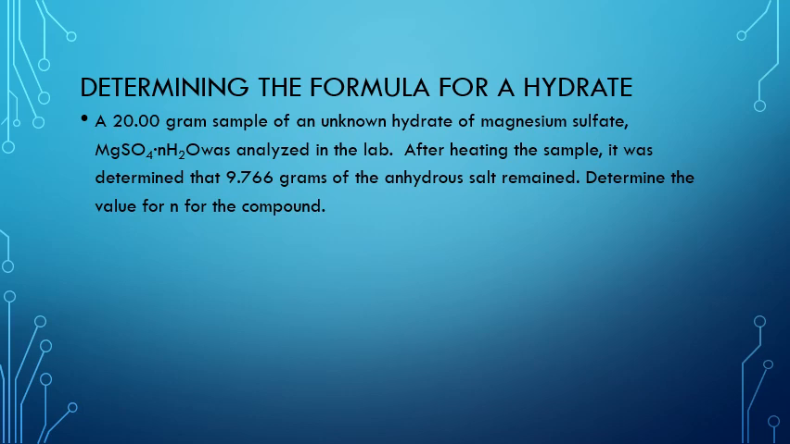But in this example, we're going to take a 20-gram sample of the unknown hydrate of magnesium sulfate, MgSO4·nH2O, and it was analyzed in the lab. After heating the sample, it was determined that 9.766 grams of the anhydrous salt remained. Determine the value for n for the compound.